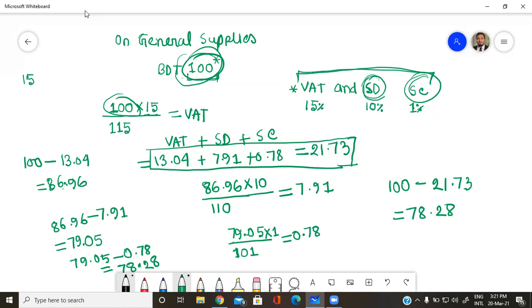If you just think of this, take it as a base. If a customer pays 100 taka, how much does he pay to the tax authority, and how much does he pay to the company? He pays 78.28% of his purchase price to the company, and 21.73% to the NBR.